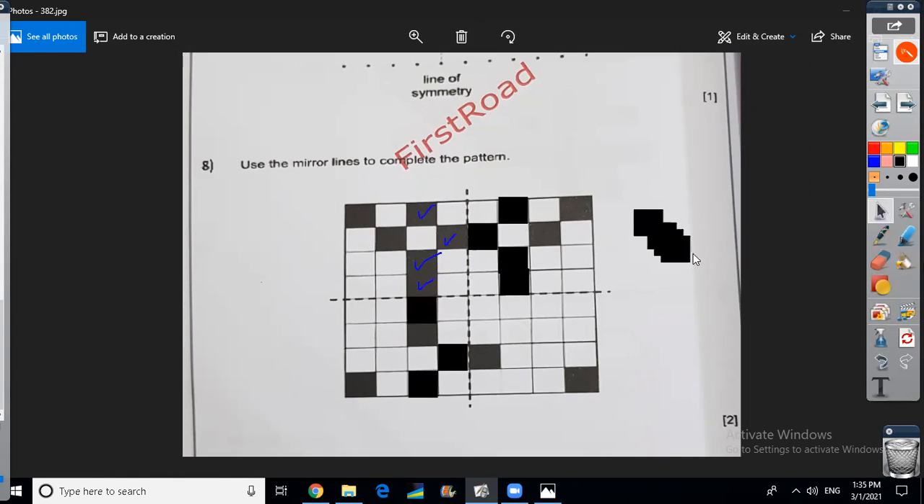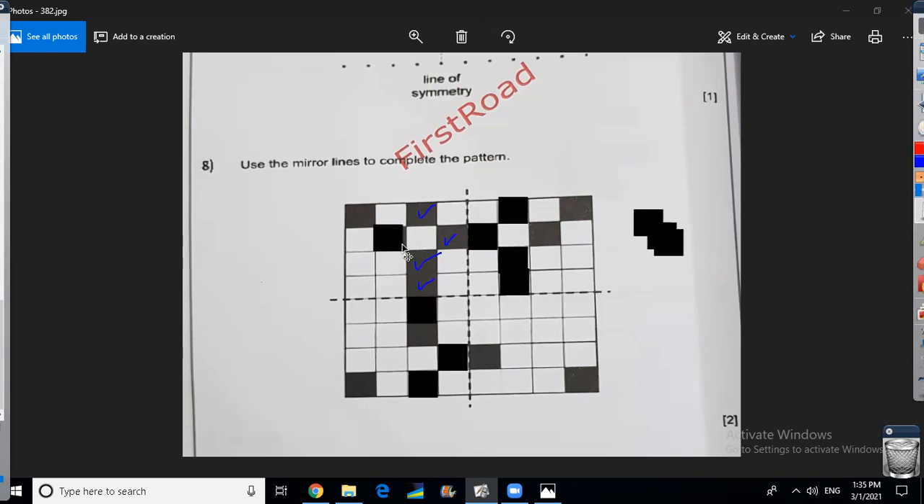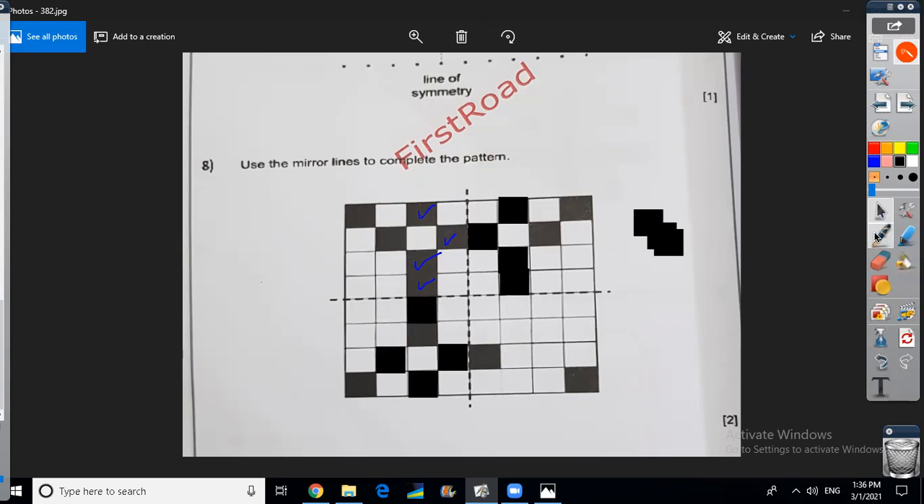Let's continue. This square through this middle line: one square, two squares, middle line. So one square, two squares, shade. It's done. Great. One square, two squares, middle line. So one square, two squares, shade. That's it. Now I'm also done with this square.